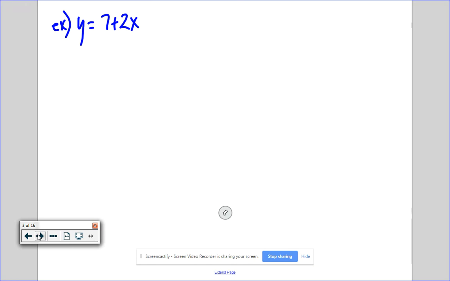All right. So if we have y equals 7 plus 2x, and I want to graph it, the first thing we have to decide is, do I want to plug it into a graphing utility, like a graphing calculator or Desmos? I would hope you wouldn't need that for a linear equation. If you choose to do it that way, that's fine.